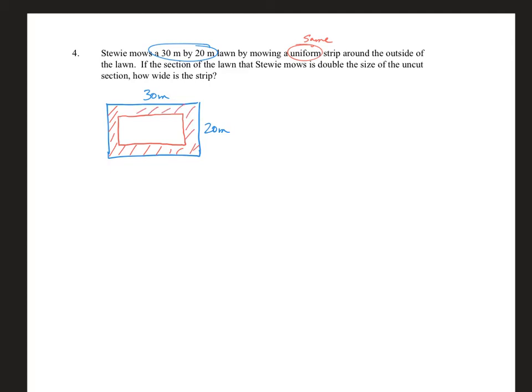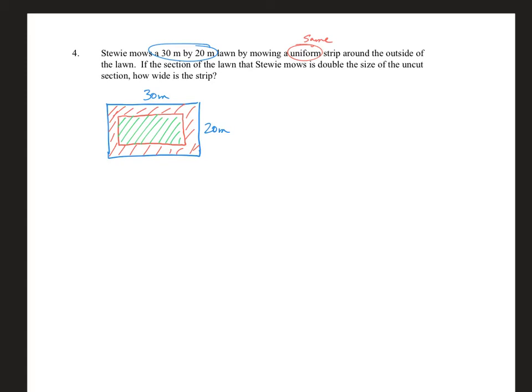So the red represents what Stewie's mowed. If the section that he mows is double the size of the uncut section, I'm just going to highlight the uncut section, and we'll label that as green. Then how wide is the strip?